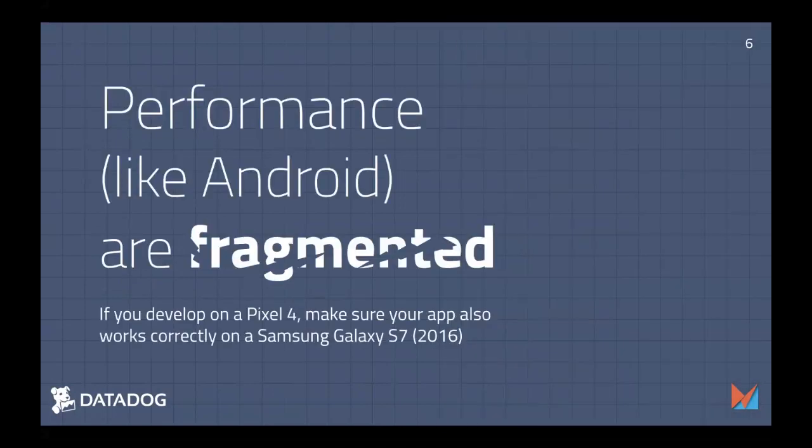And performance on Android is fragmented. As I said, people might be using an old device. So even though you're working and you have a Pixel 4 in your pocket, you need to make sure that your application works correctly and smoothly on an old device. Say, for instance, a Samsung Galaxy S7, which was released 4 years ago and is still one of the most used Samsung devices out there.